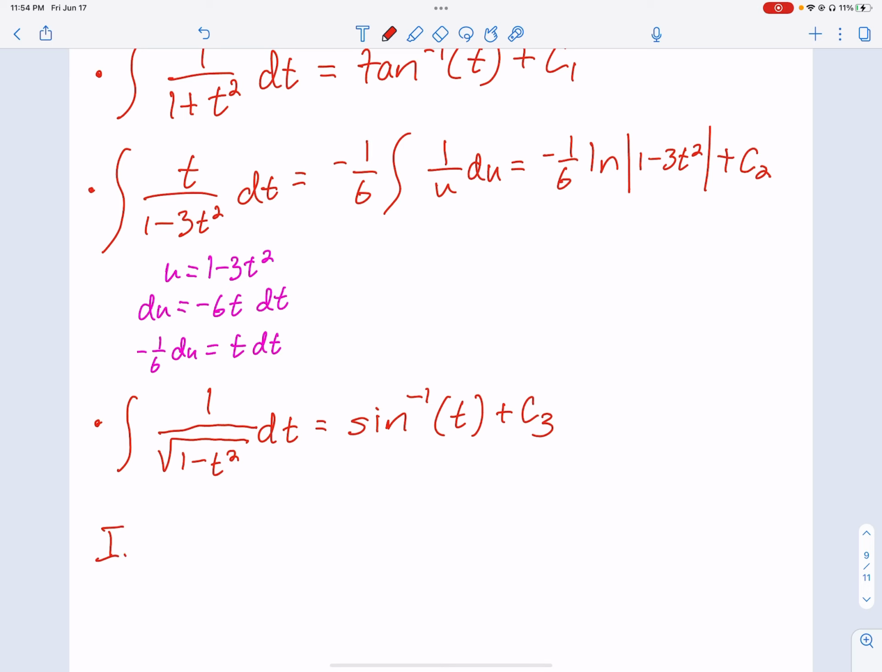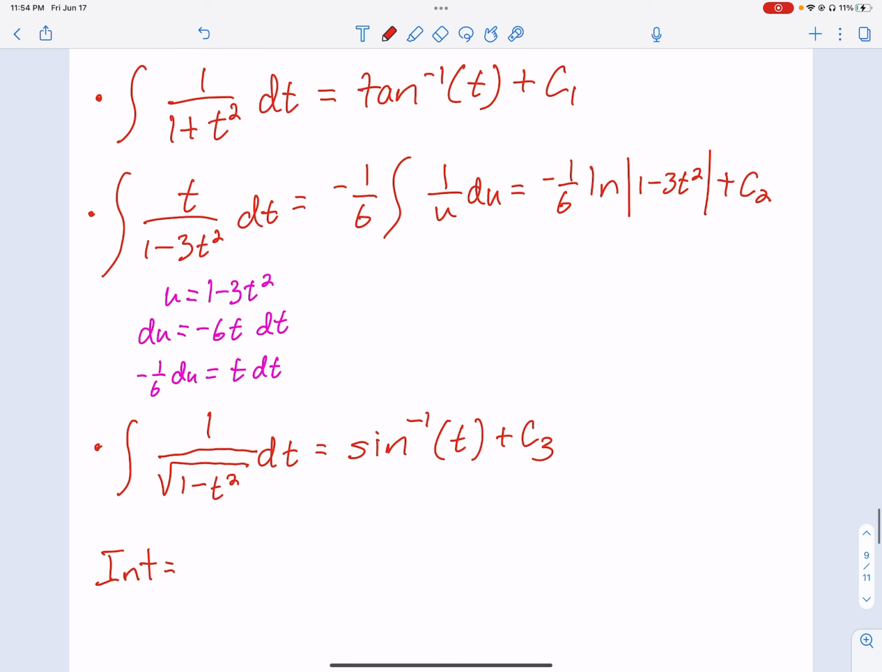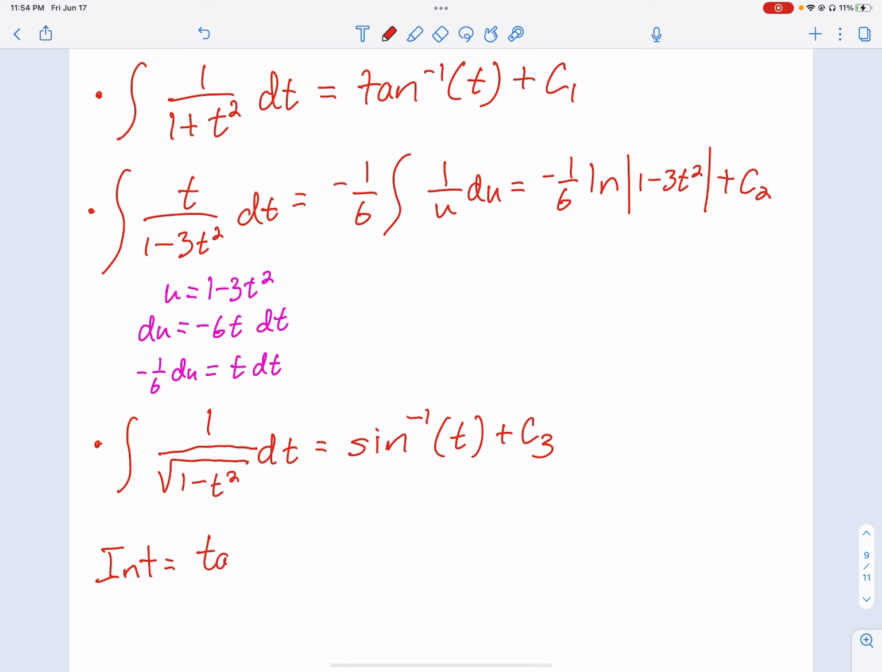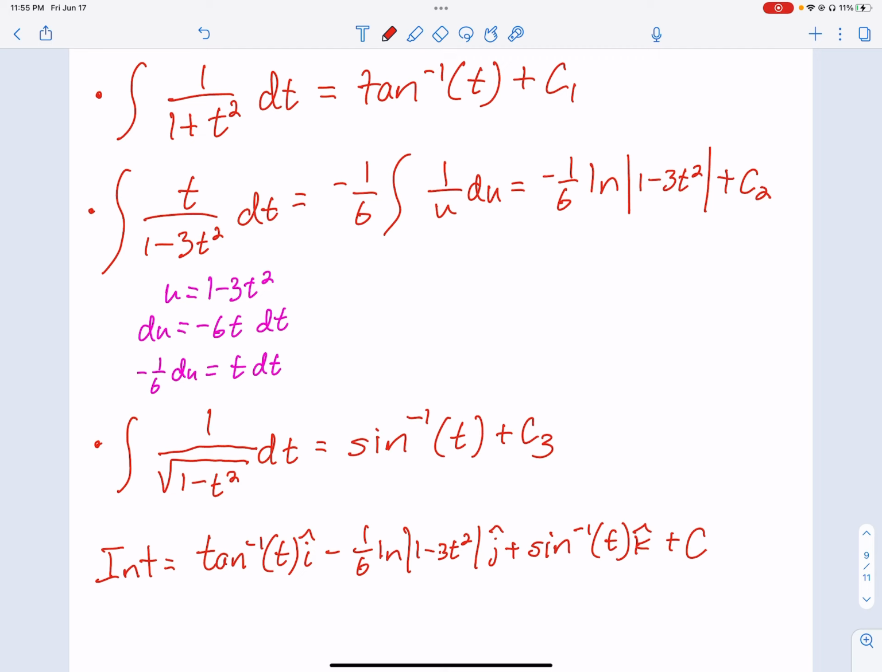So the integral then is equal to the arc tangent of t i, minus 1/6 ln absolute value of 1 minus 3t squared j. And then the last one was the arc sine function k. And then we just put a plus c. We know it's a vector. It's just important that you know.